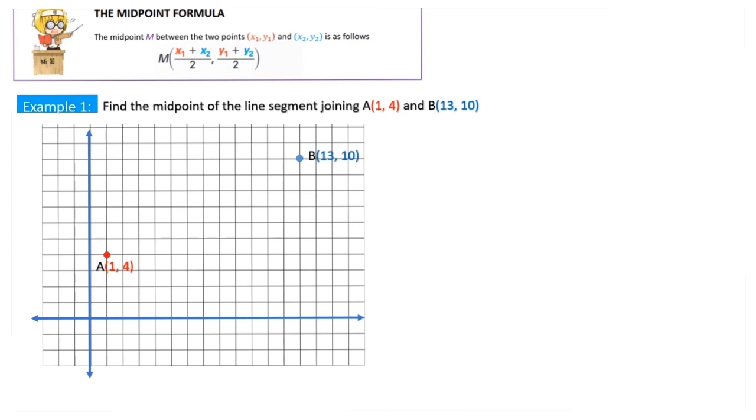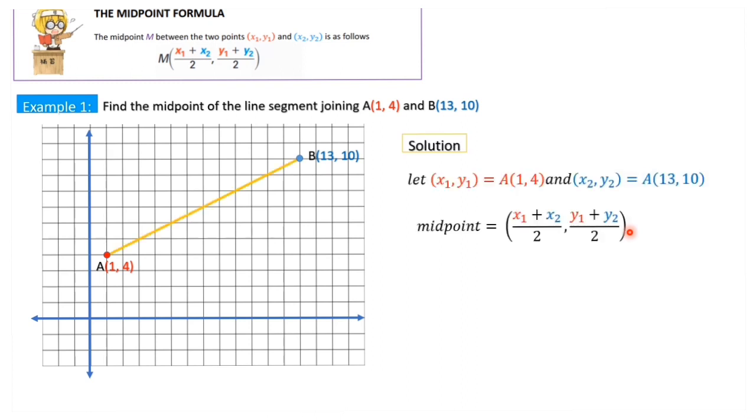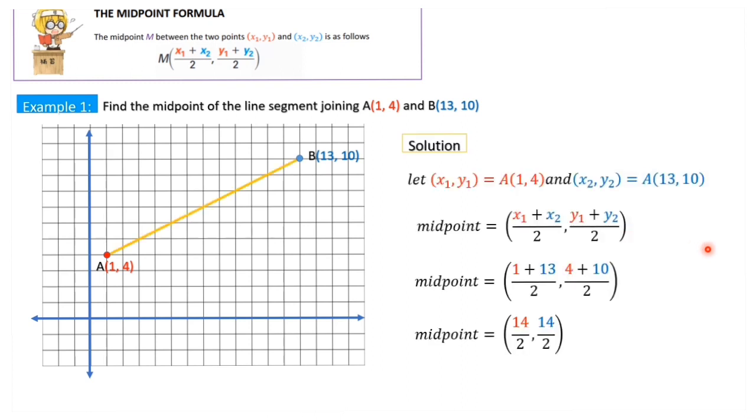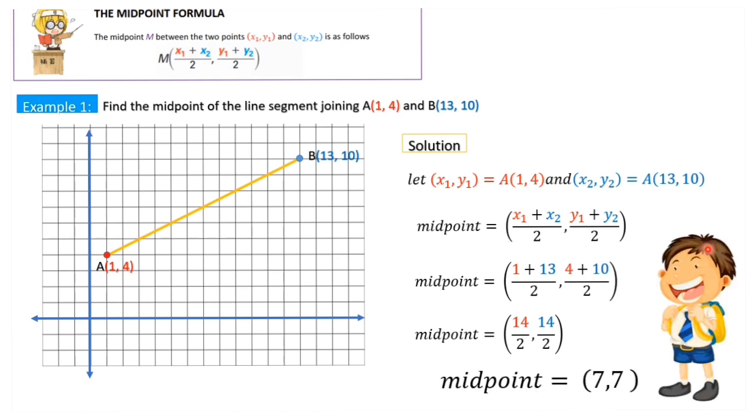So let's have some examples here. It says here that A is at 1, 4, B is at 13, 10. You can actually do this mentally. The x's here are 1 and 13. If you add that, that's 14. Divided by 2, that's 7. So your x value for your midpoint is 7. And for your y, you have 4 and 10. 4 plus 10 is 14. Divided by 2, you get 7. So the midpoint here is supposed to be 7, 7. As quick as that. You don't have to make it complicated.